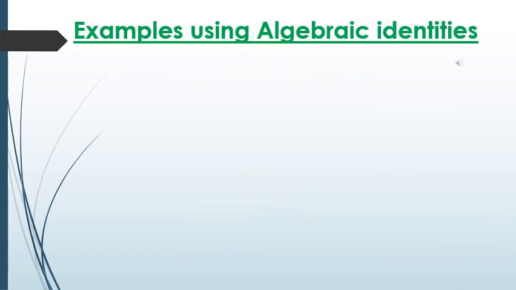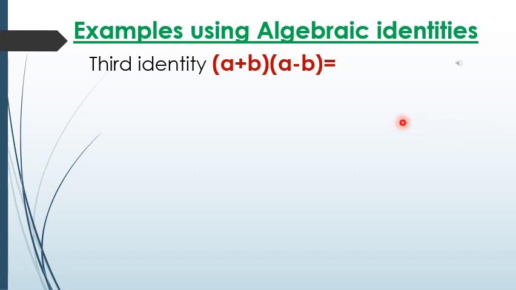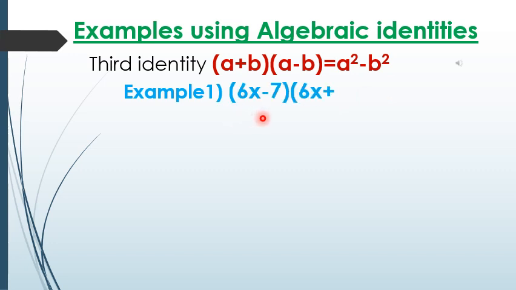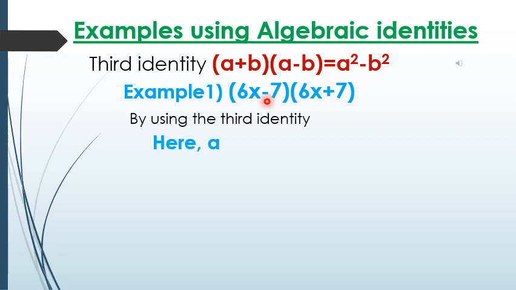I am going to solve some examples by using the third identity. That is (a plus b) into (a minus b) is equal to a square minus b square. Let us take the first example: 6x minus 7 into 6x plus 7. We will use the third identity. Here a is equal to 6x and b is equal to 7.